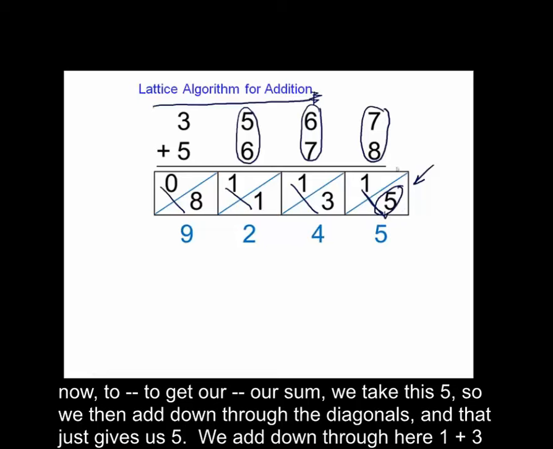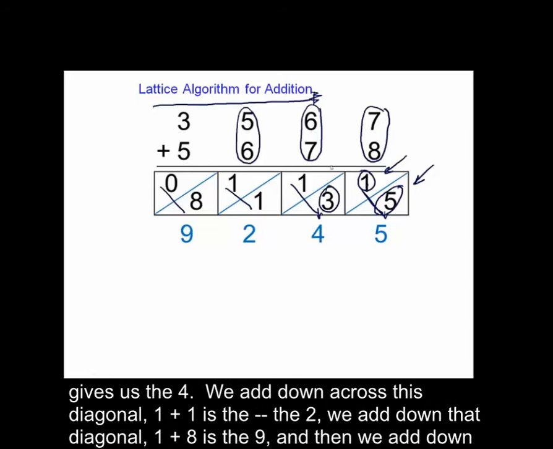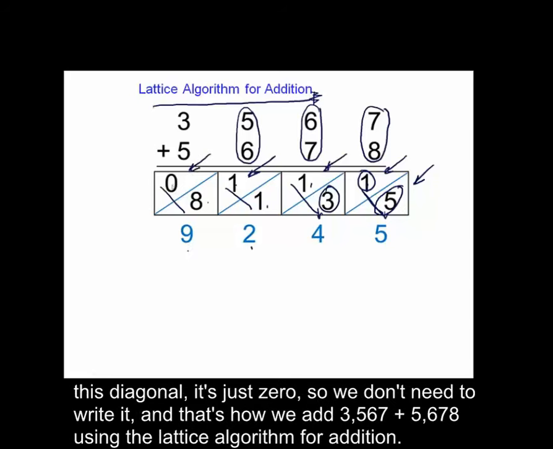and that just gives us 5. We add down through here, 1 plus 3 gives us the 4. We add down across this diagonal, 1 plus 1 is the 2. We add down that diagonal, 1 plus 8 is the 9. And we add down this diagonal, it's just 0, so we don't need to write it. And that's how we add 3,567 plus 5,678 using the lattice algorithm for addition.